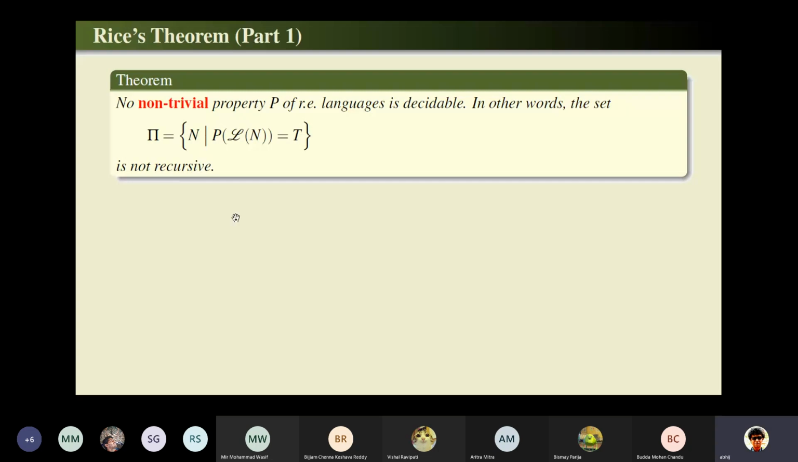So I have to prove that this set, the set of all encodings of Turing machines for which this property is true, is not recursive. So this is the formalization. I specify this property by a representative Turing machine and ask whether that satisfies that property, like whether its language is empty, whether its language is regular, whether its language is recursive, things like that. So this is the first part of Rice's theorem. Every non-trivial property is undecidable.